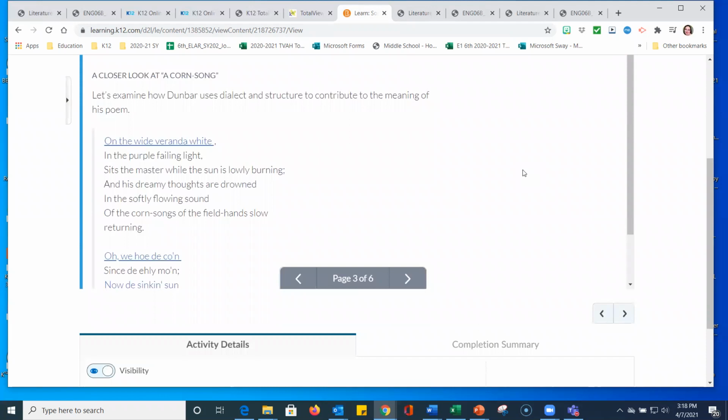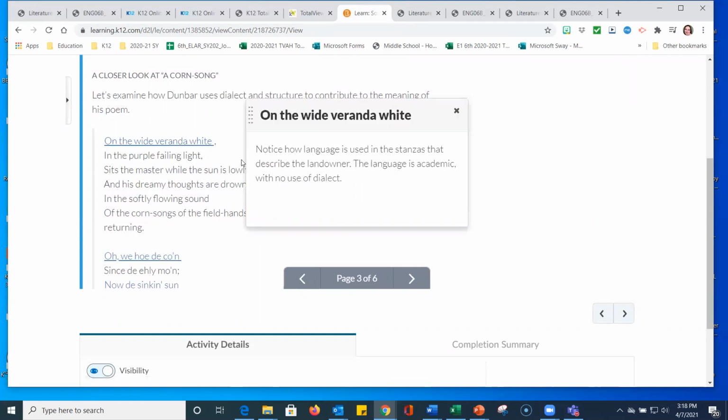A closer look at A Corn Song. Let's examine how Dunbar uses dialect and structure to contribute to the meaning of his poem. On the wide veranda white. Notice how language is used in the stanzas that describe the landowner. The language is academic with no use of dialect.